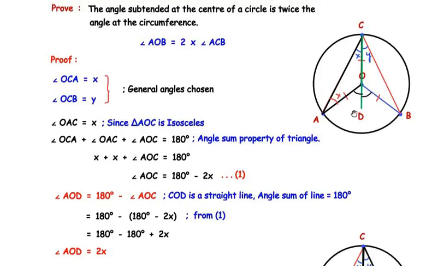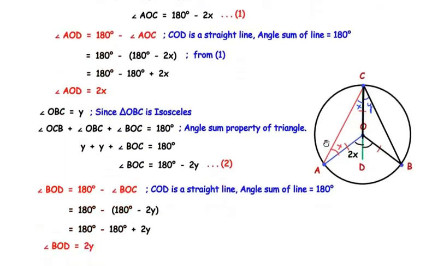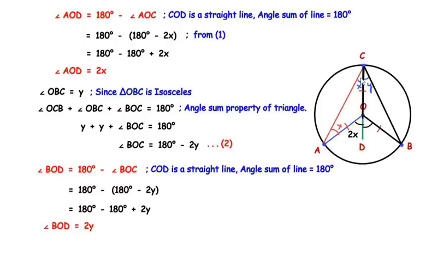So I have considered the same figure over here for easy reference. Now here, since we have considered angle OCB as y, and triangle BOC is an isosceles triangle, angle OBC also becomes y. So once we have got these two angles, using the angle sum property of the triangle, we are going to find angle BOC, that is y plus y plus angle BOC is equal to 180 degrees. So y plus y gives us 2y, and taking it on the other side of the equal to sign, we get angle BOC as 180 minus 2y. So this is going to be equation 2.